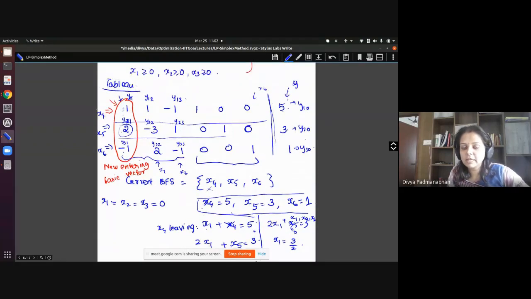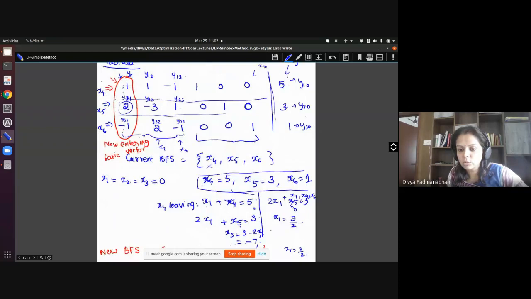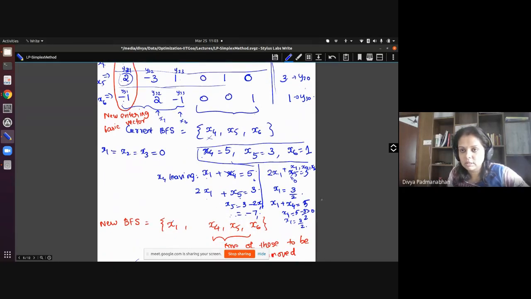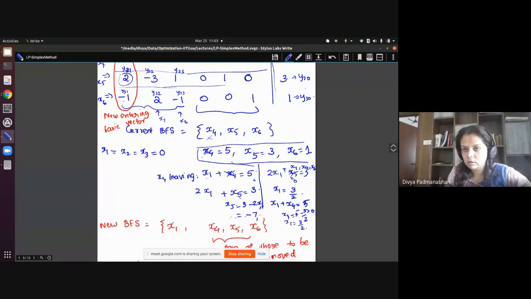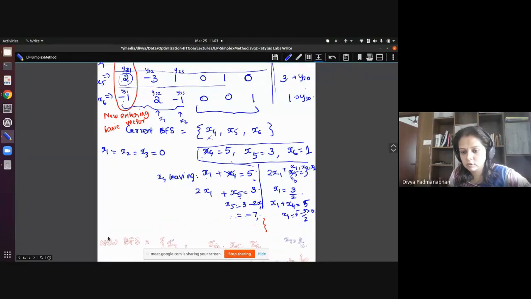Okay. So now if you look at the first row again, what you would get is x1 plus x4 is 5. Right. And so you would get x4 is 5 minus 3/2. Okay, so that is still greater than 0, it's fine. So similarly, if you take x6, you will get minus x1. So x1 is 3/2.